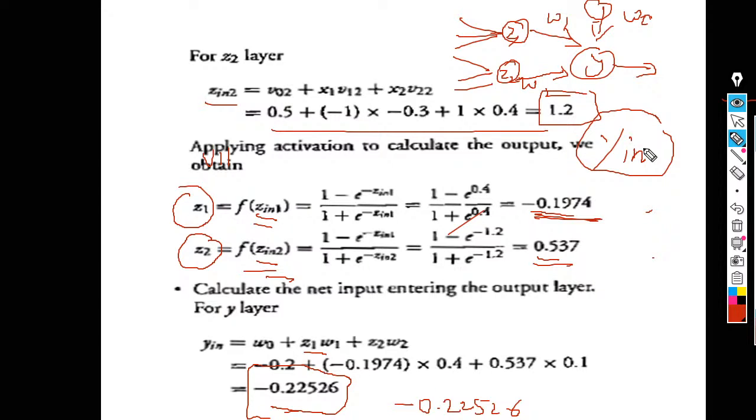After getting this y in, now we will calculate the output of y. How can you calculate the output of y? Again, you will have to substitute inside the function. The steps are somewhat similar: first you calculate the input, then after substituting inside the function, get the output. Again, for the output layer, the y layer, calculate the net input, and then calculate the output after substituting inside the function. So let's go ahead.